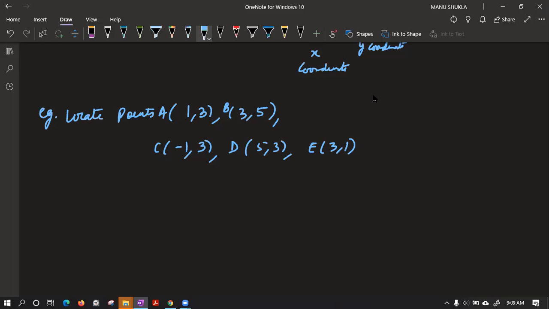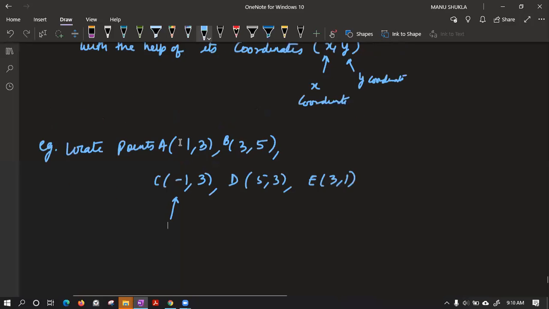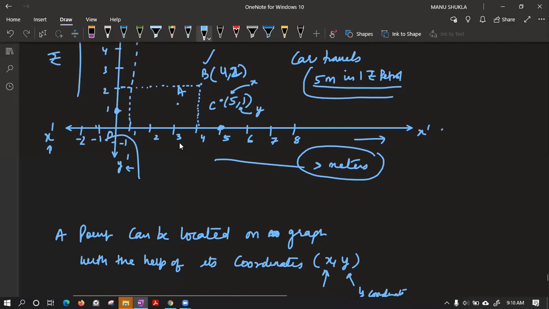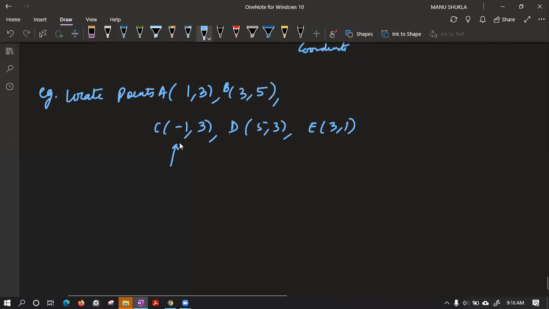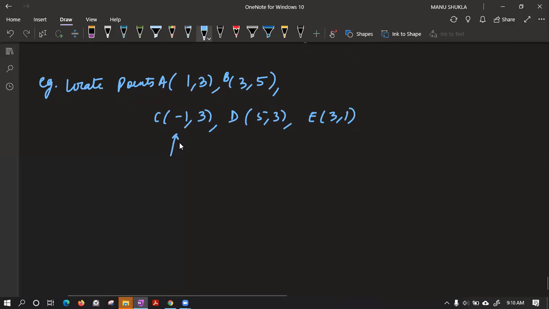Class, today this is your homework. Just draw a graph on graph paper. On that graph, try to locate these points. You can see I have given you one negative point also. That is also very easy. You can see the negative is here, minus 1 is here on the x-axis, and you can easily locate the positive over here.